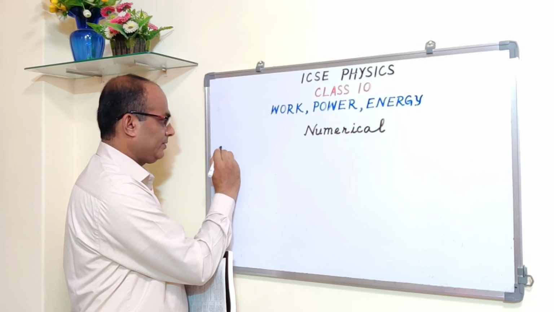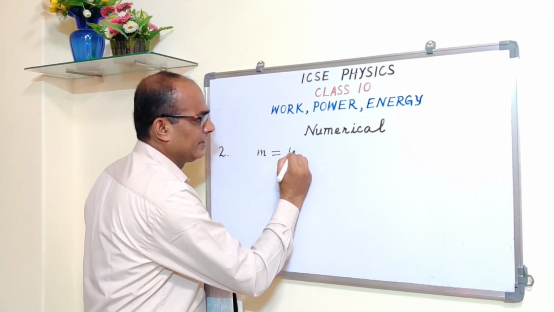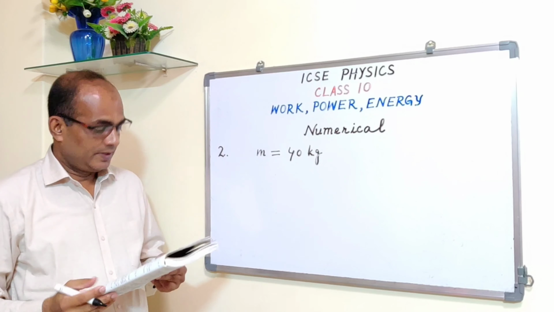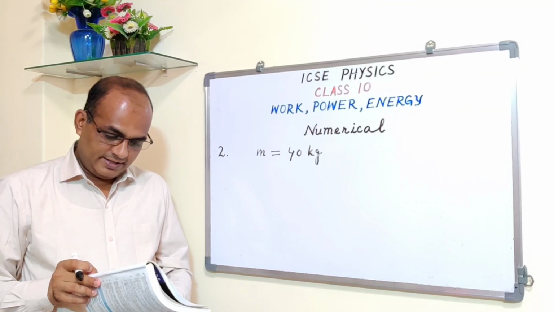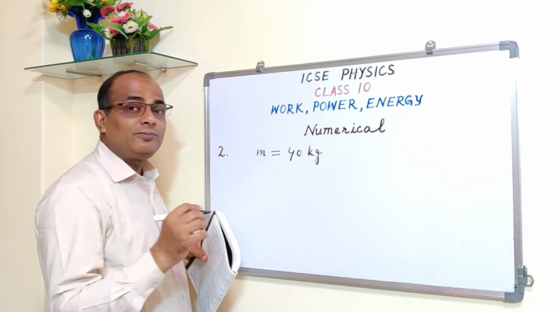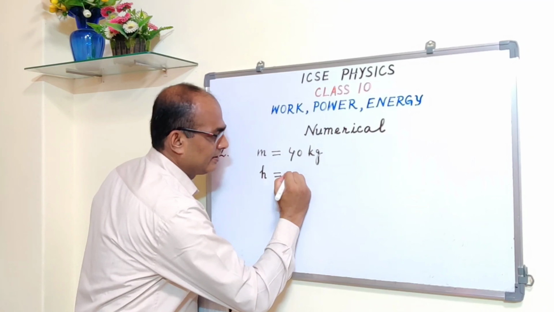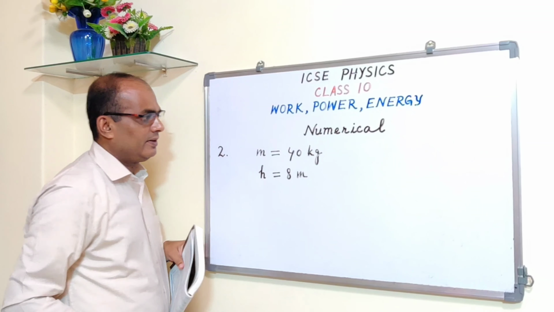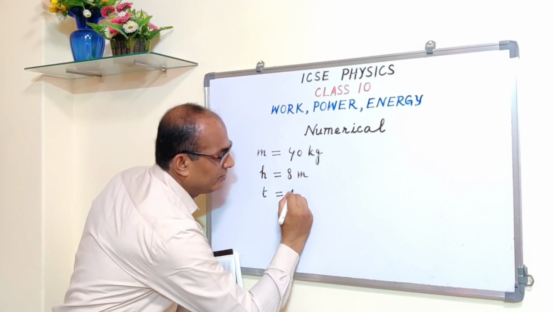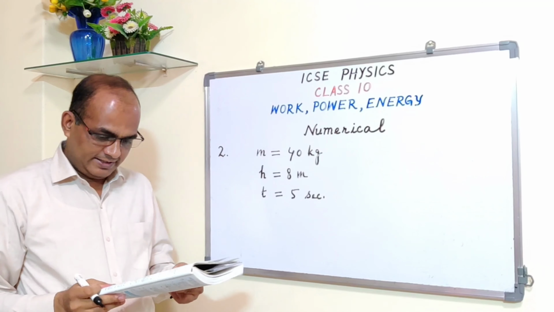So, a boy of mass 40 kg. Let me write down m is equal to how much? 40 kg. The roof is at a height of 8 meters. h means displacement, right? So we write h is equal to 8 meters. And time is given, 5 seconds.